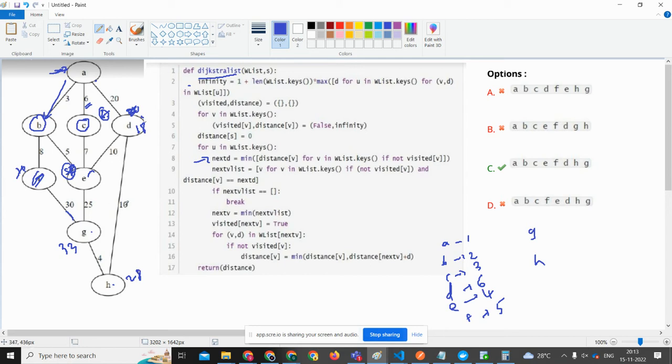So we have 33 still remaining, no? 33 on the left and 28 on this part. 33 is larger than 28, so we'll go to H first. So it is the seventh, and then G is going to be the eighth. So what's the order? A, B, C, E, F, D, H, G. Correct, you're right.